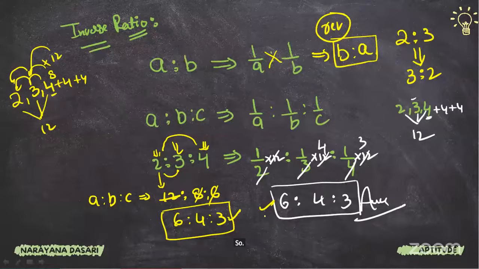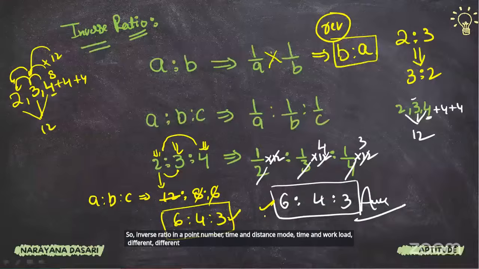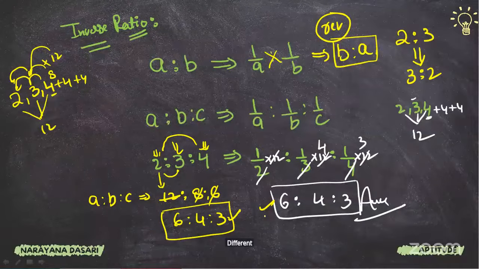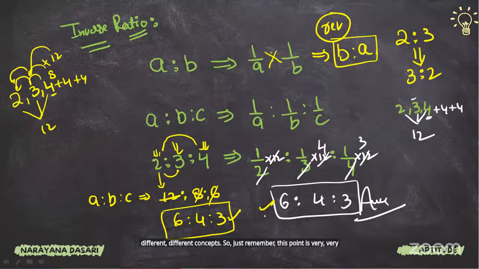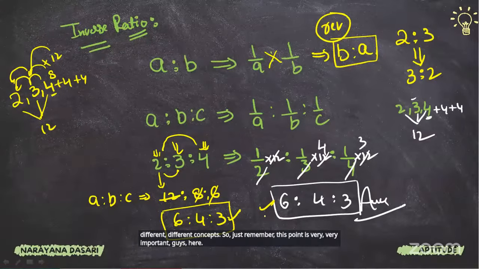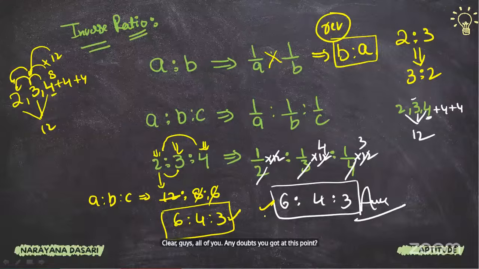సో ఇన్వర్స్ రేషియో అనే పాయింట్ ని మనము టైమ్ అండ్ డిస్టెన్స్ లో, టైమ్ అండ్ వర్క్ లో డిఫరెంట్ కాన్సెప్ట్ లో మనం యూజ్ చేస్తామండి. సో జస్ట్ రిమెంబర్ దిస్ పాయింట్ ఇస్ వెరీ ఇంపార్టెంట్, గైస్. క్లియర్, గైస్, ఆల్ ఆఫ్ యూ? ఎనీ డౌట్స్ రిగార్డింగ్ దిస్ పాయింట్? No, sir. Right.